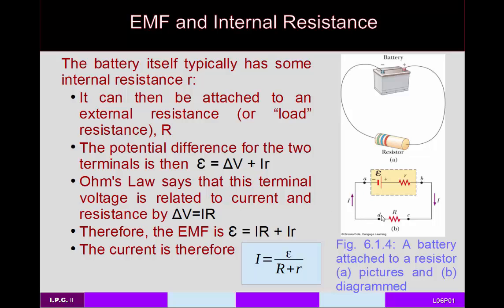So delta V, the actual terminal voltage, is the current times the load resistance. And so the total EMF we can write as I times R plus I times little r. And you can therefore solve for the current by saying that the current is the EMF divided by the sum of the load resistance and the internal resistance. So once you have the current, you can then go back and figure out what the voltage drop is through the internal resistance of the battery, and you can figure out what the terminal voltage is, or what the voltage drop across the load is. It's the same thing.